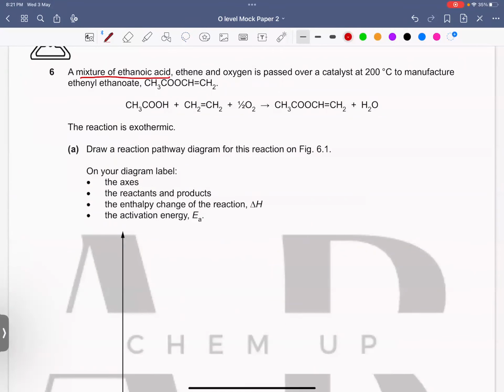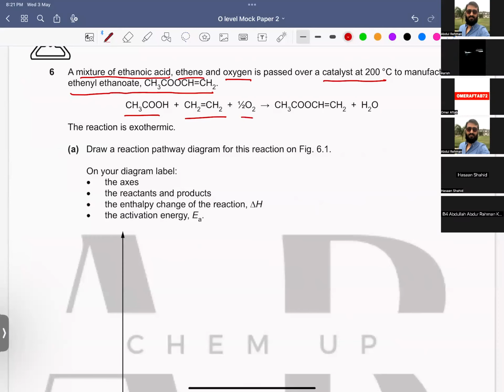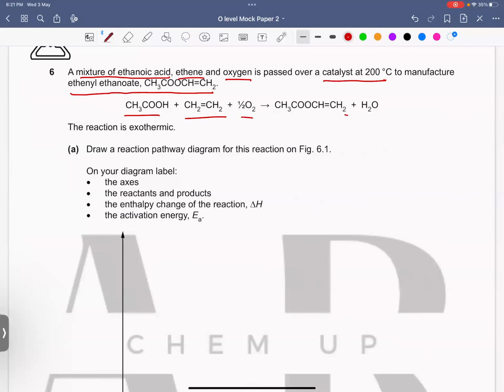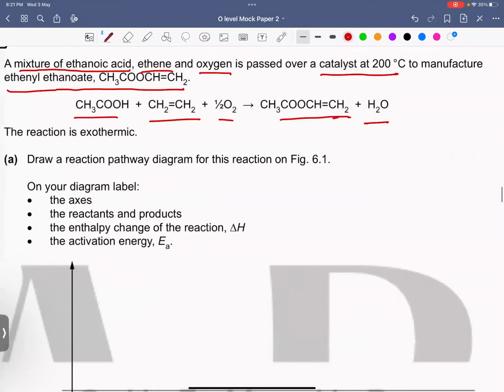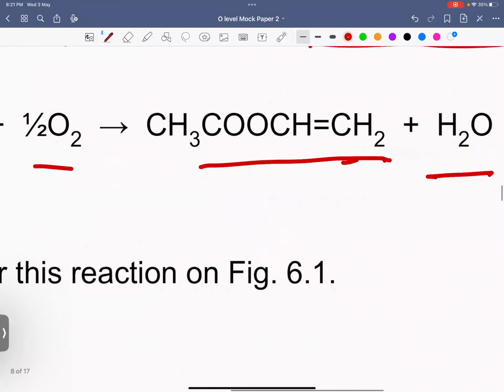A mixture of ethanoic acid, ethene, and oxygen is passed over a catalyst at 200 degrees Celsius to manufacture ethenyl ethanoate. Okay. And here they have given you the equation as well. That you have ethanoic acid in it, you have ethene in it, and oxygen. And as a result, we are getting this compound and water. So if you look closely at this compound, what functional groups are there?